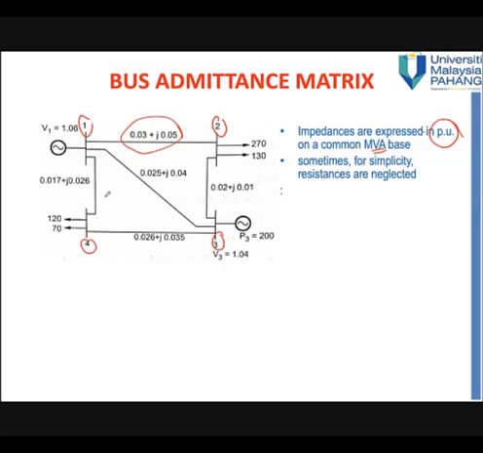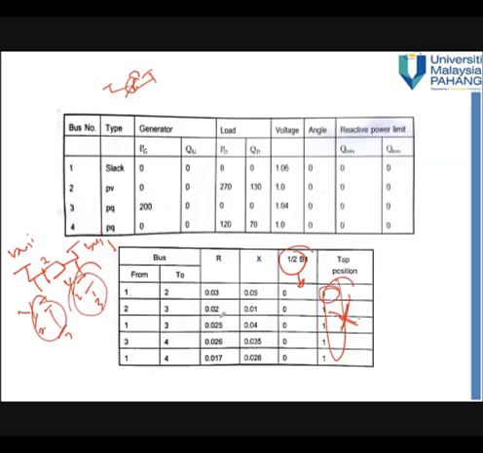And then bus 1 to bus 3, this is the value. Bus 1, bus 3, bus 1, bus 4. So these are the values for Z. So what you need to do is change into the Y admittance matrix. Y equals 1 over Z in order to get the Y bus. Never mind, we'll look at this one later.